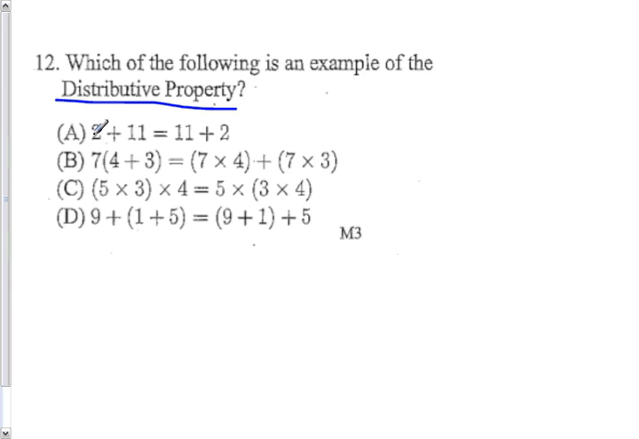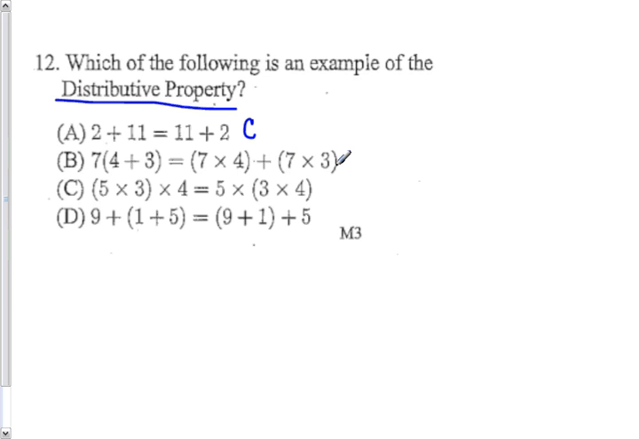So answer choice A, 2 plus 11 equals 11 plus 2. If you may recall earlier from, I think, question number 1, we did, this would be the commutative property. We have changed the order. So I'll put a little C beside that. So that's commutative property. B, 7 times, in parentheses, 4 plus 3 equals parentheses, 7 times 4 plus parentheses 7 times 3.